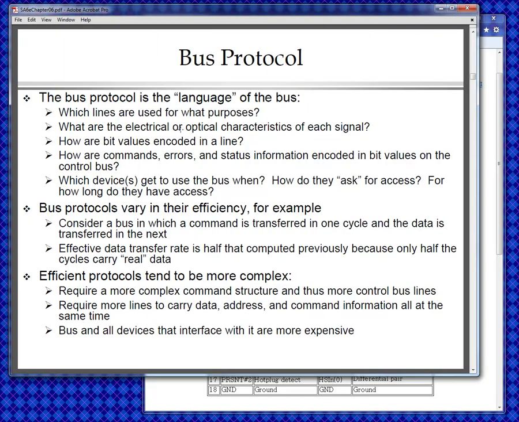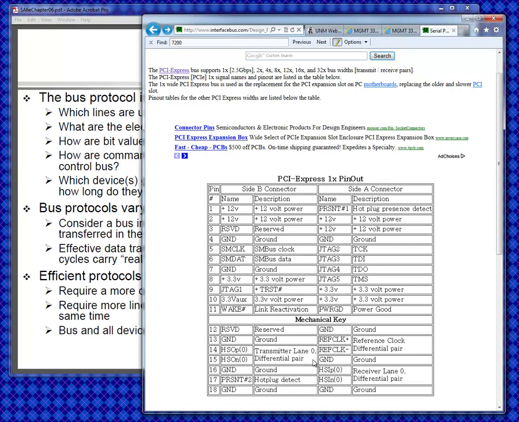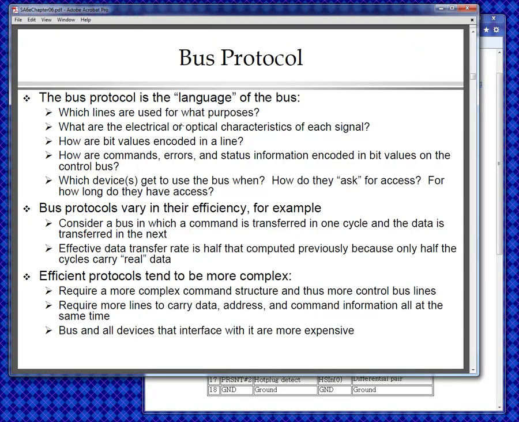What are the electrical and optical characteristics of each signal? For example, in this transmitter lane 0 differential pair, what's the voltage level? What's the resistance of the line? What are those electrical characteristics of the signal crossing that? That's part of the bus protocol. How are bit values encoded in a line? Do we use positive voltage for ones and negative voltage for zeros, or do we do something more complicated? LVD, or low voltage differential encoding, is an example of something more complicated. How are commands, errors, and status information encoded in bit values on the control bus?